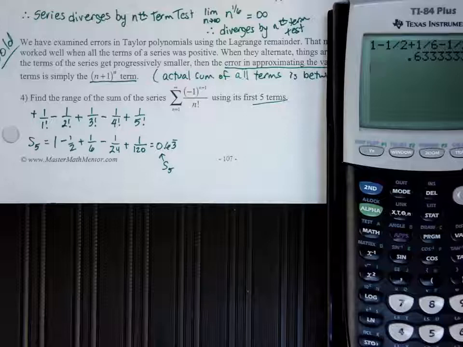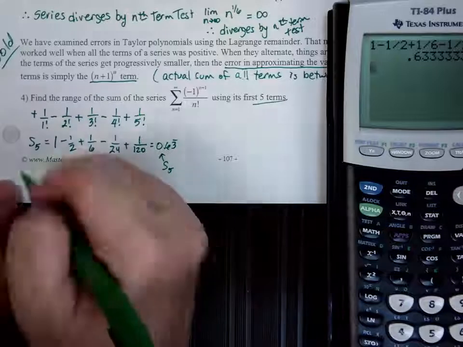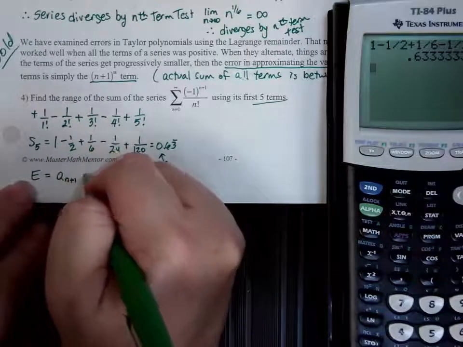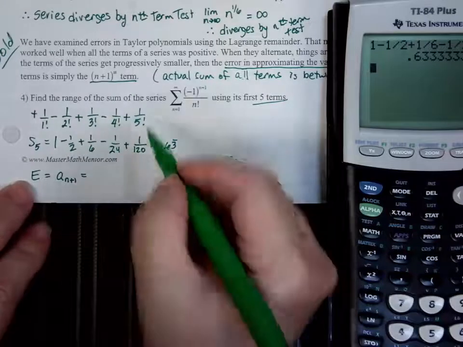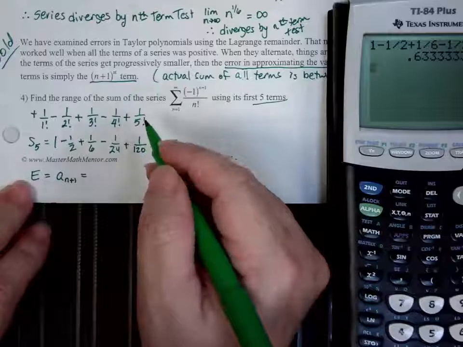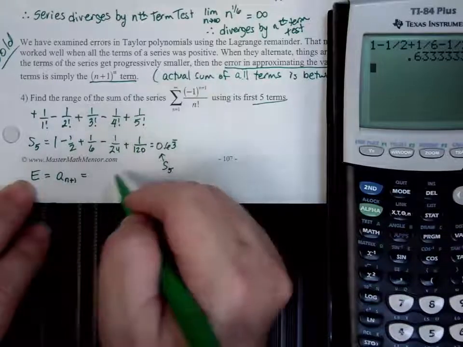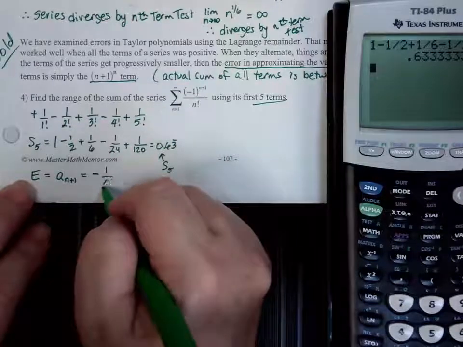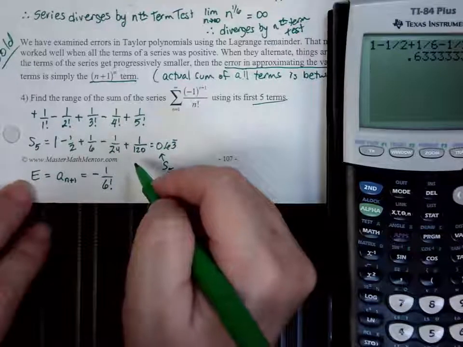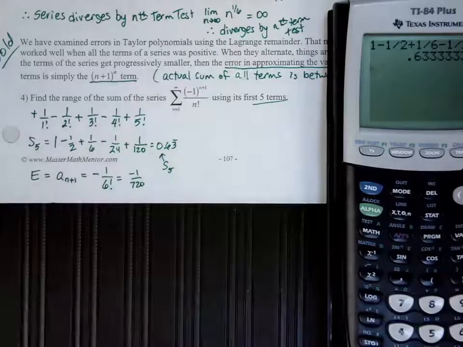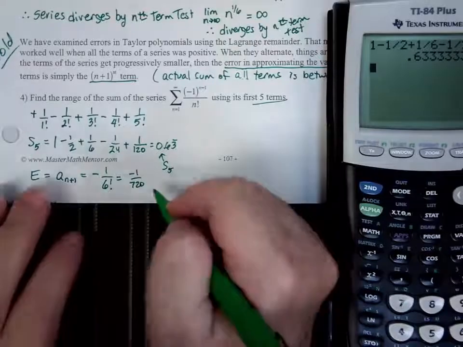Now, the error E happens to be the next term in the sequence. So go back to your sequence you were writing. What would be the next one? What sign would it be, first of all? Minus. 1 over 6 factorial, right? Isn't that the next one? Which is negative 1 over 720. This is my E.